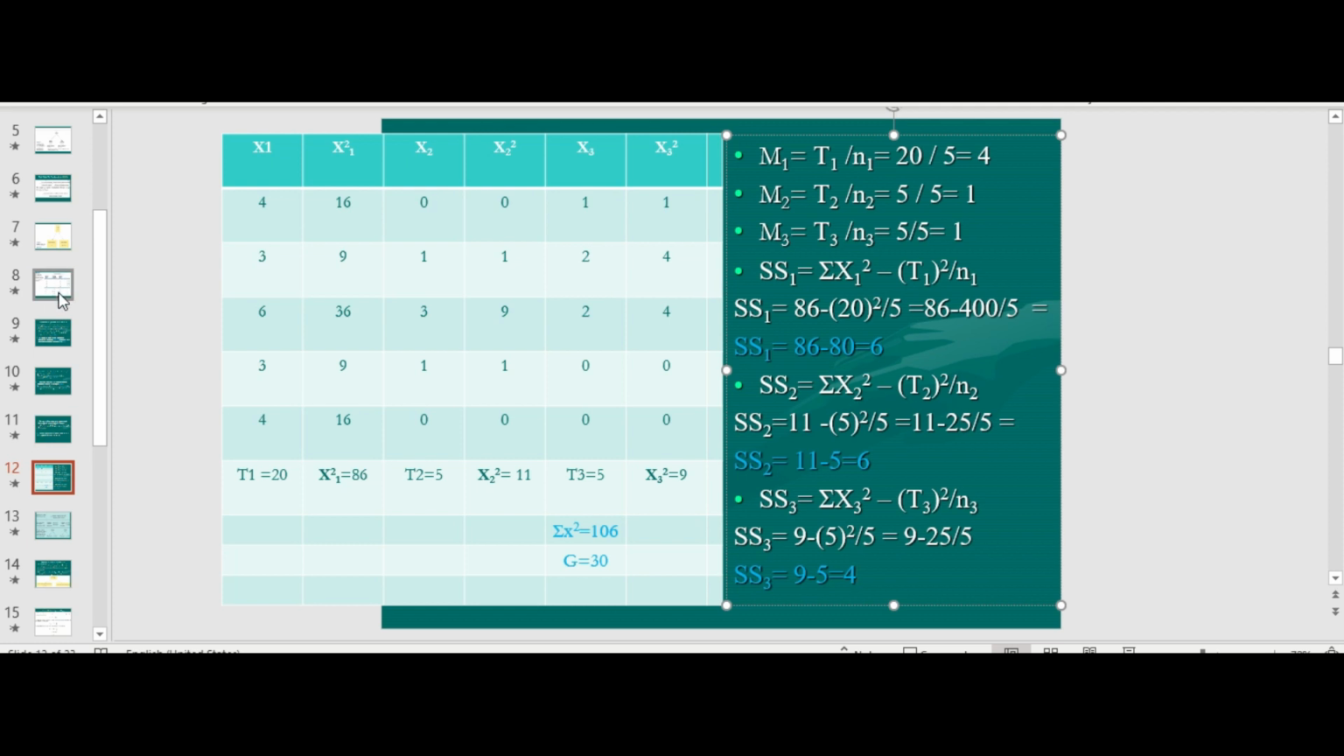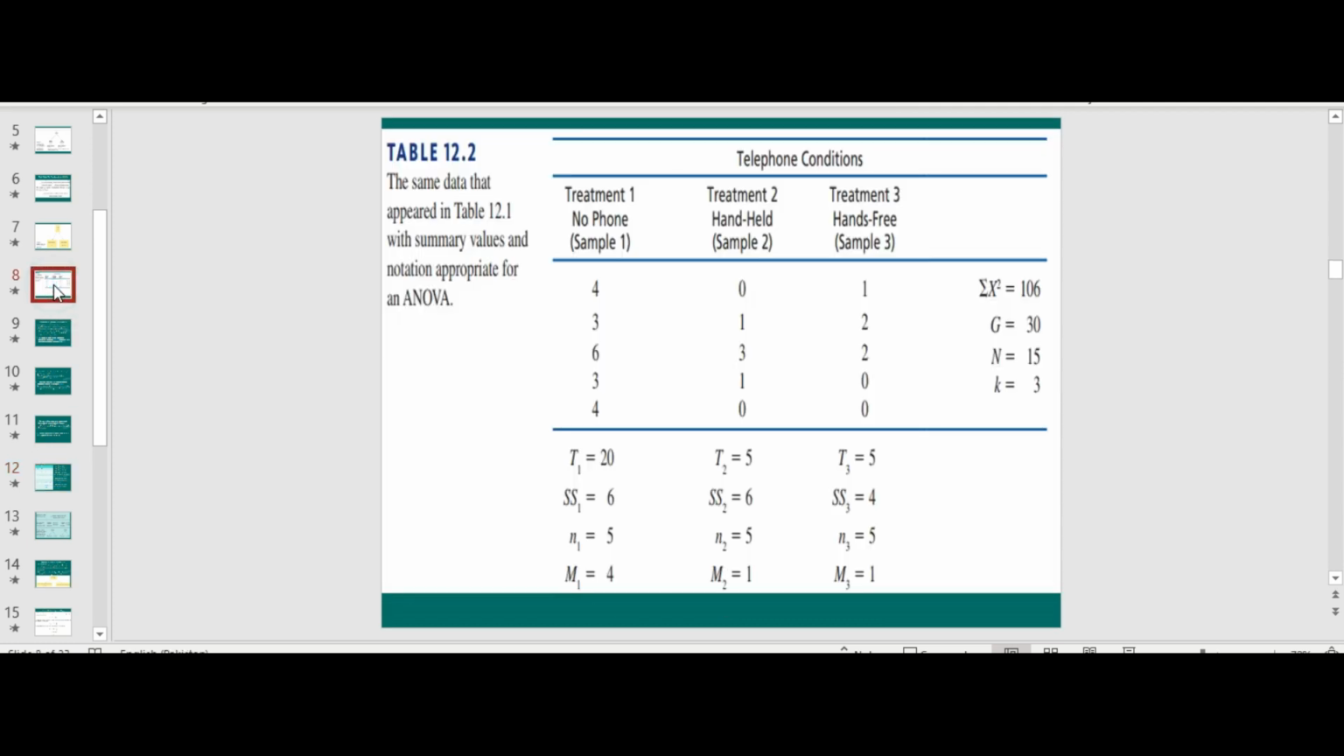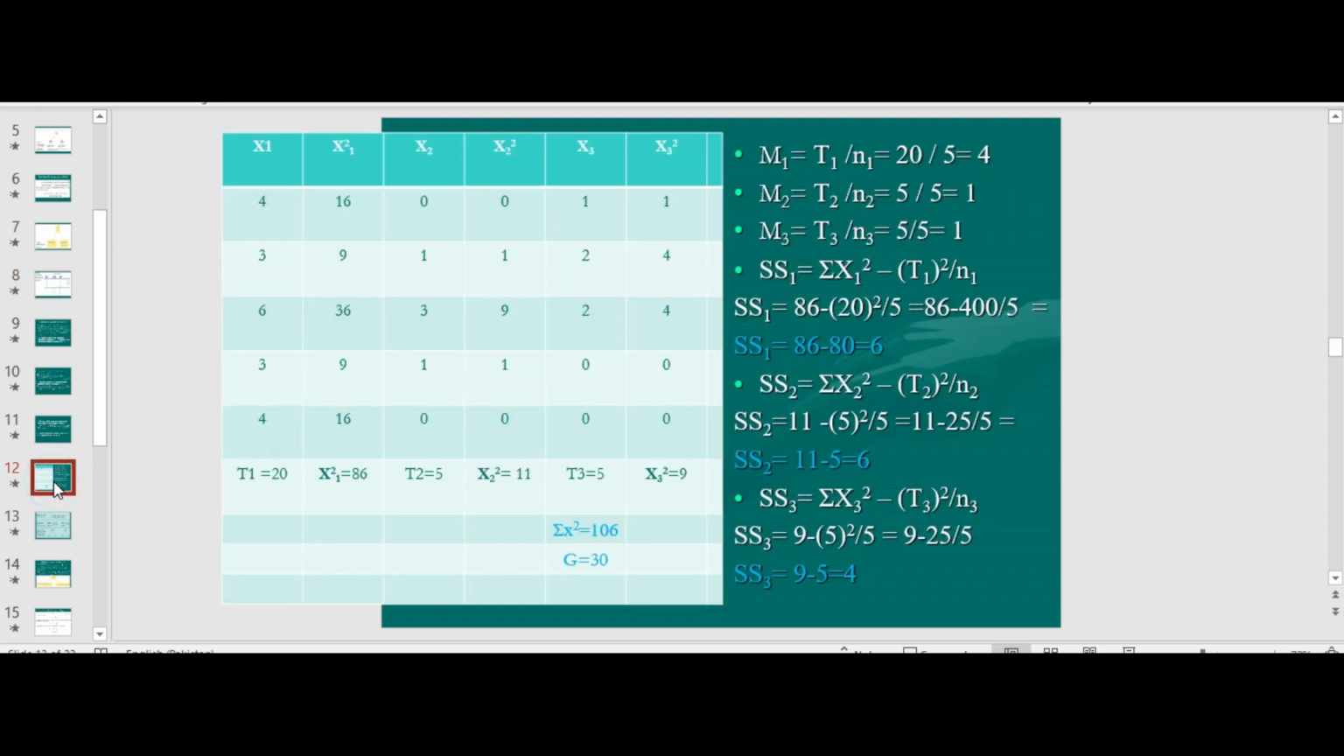Now we will recheck it. In this way, we will calculate the sum of square deviation for each group. This SS1, SS2, and SS3 will be used when we will compute the value of variance within treatment.